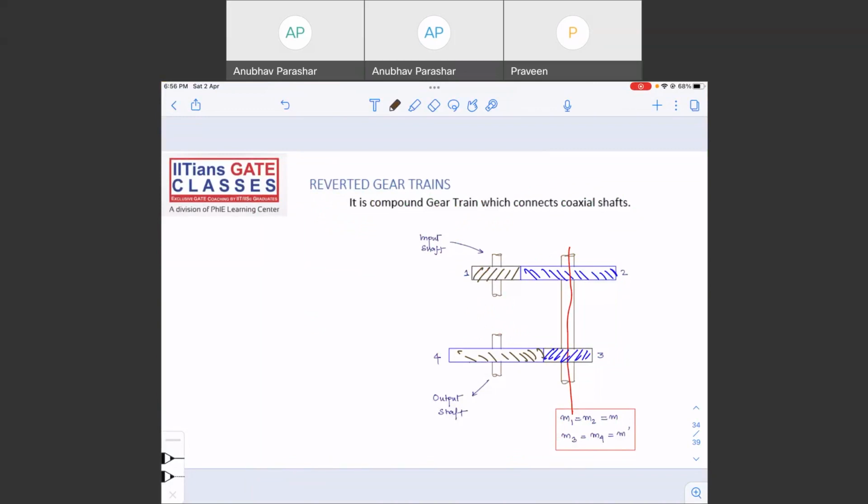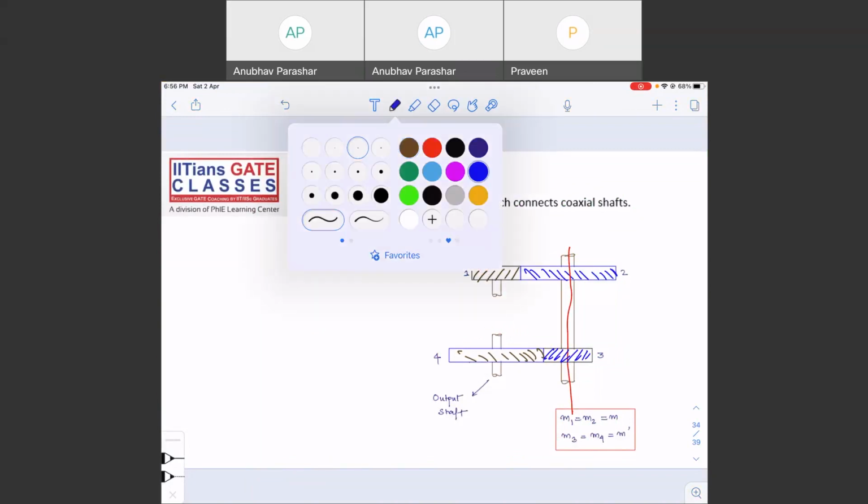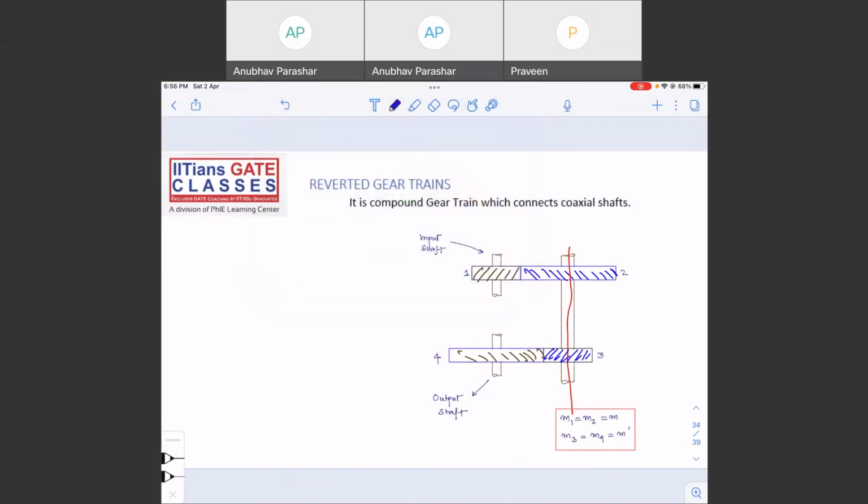Basically, two questions can be asked from here. If you see rotation, three questions. So where are reverted gear trains used? It is a compound gear train which is used for transferring power to a coaxial shaft.